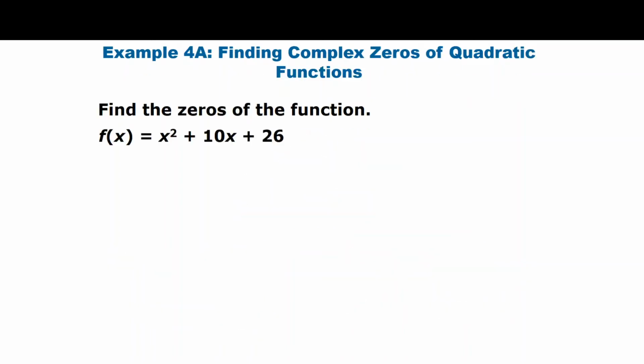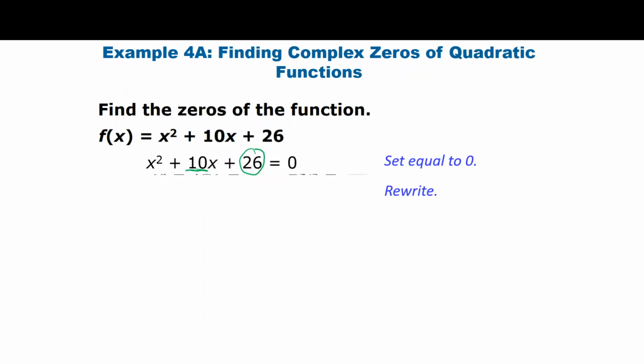This example says find the zeros of the function. So the first thing that we want to do is set this equal to 0. All right. So once I have it set to 0, I'm going to see if I can factor first, just easily. And so I'm going to look at my 26, two numbers that multiply together to get 26, add together to get 10. I can't think of anything right offhand, so I need to rewrite my equation, and I'm going to rewrite it so that I can complete the square.